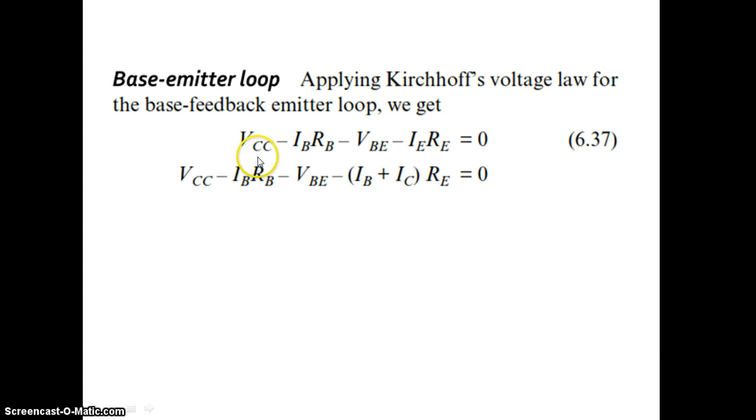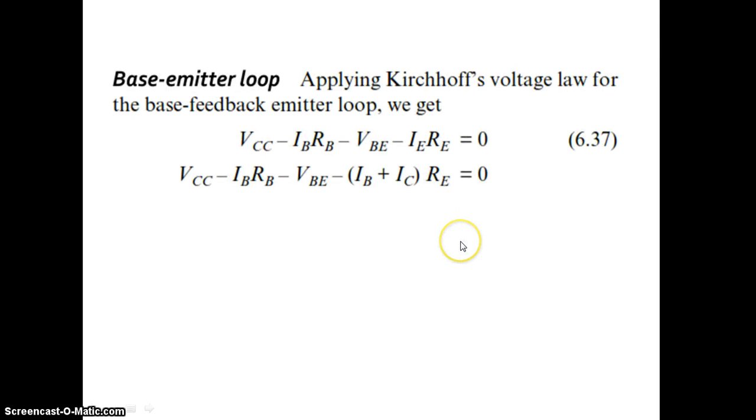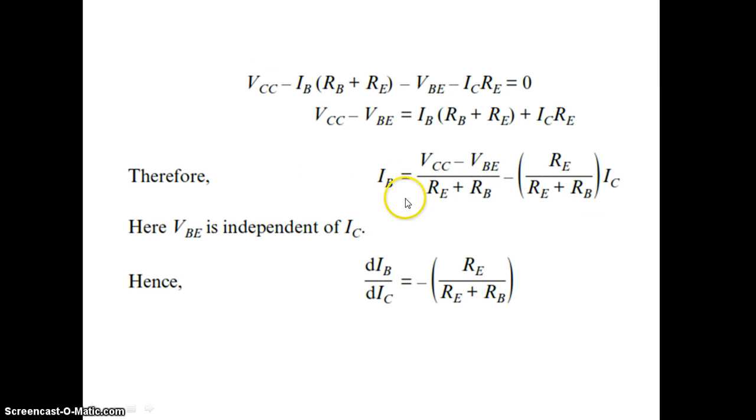In this base emitter loop, VCC minus IBRB minus VBE minus IERE equals 0. Look at this circuit. Through RE two currents are flowing, IB plus IC. So IE is IB plus IC, times RE. Solving, we get IB equals VCC minus VBE by RE plus RB, minus RE by RE plus RB into IC. Now when you calculate dIB by dIC, it becomes minus RE by RE plus RB.